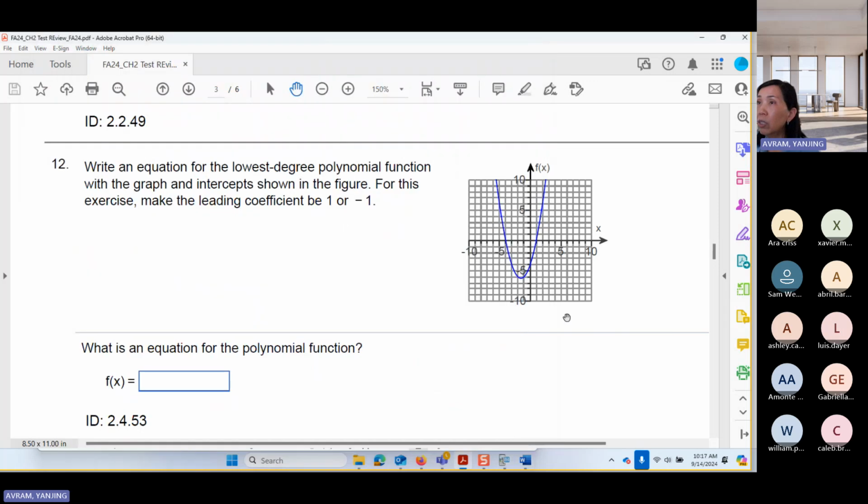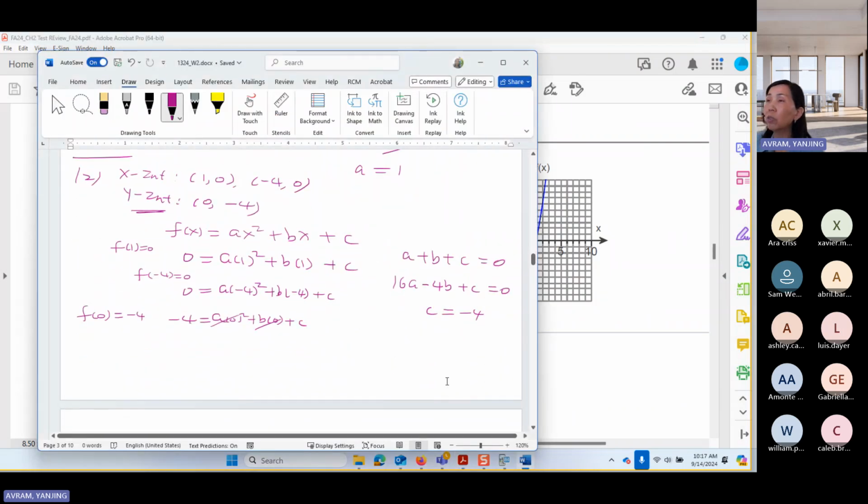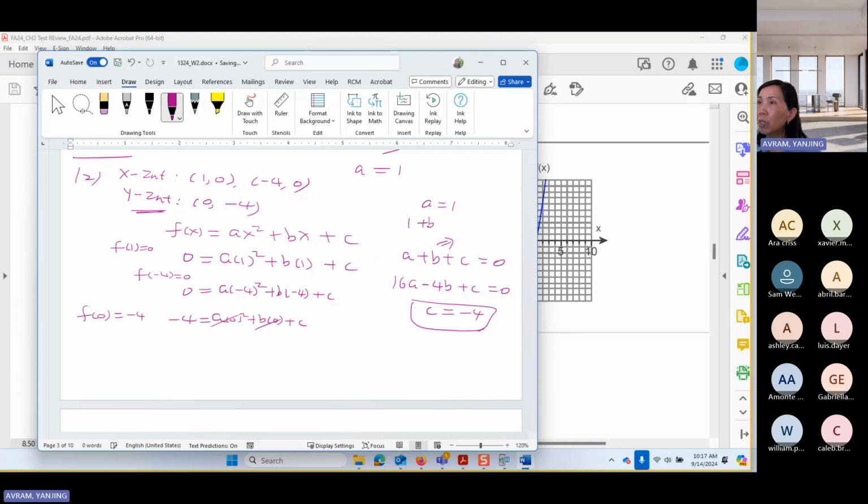Let's see what we have here. Make sure the leading coefficient is either 1 or negative 1. We already said A is equal to 1. And then from here, I can find B. My C here is equal to negative 4. So 1 plus B minus 4 equal to 0, so my B here will be equal to 3. So my A is 1, my B is 3, my C is negative 4.